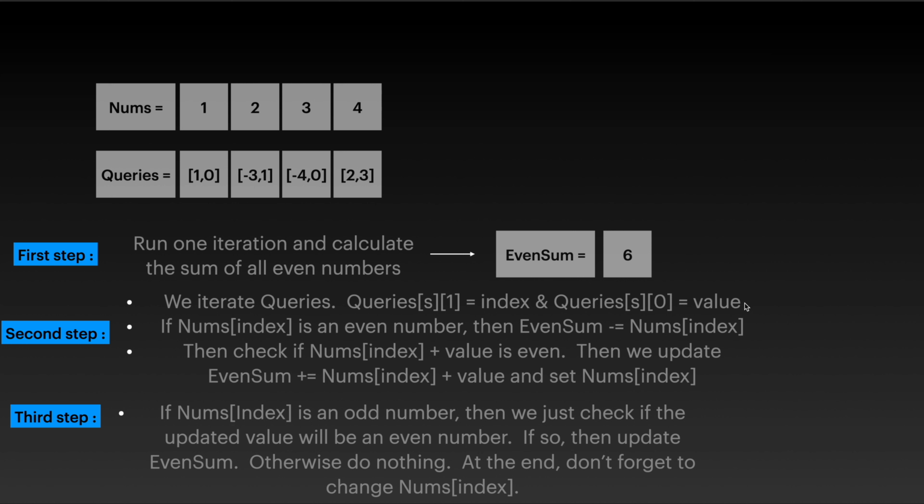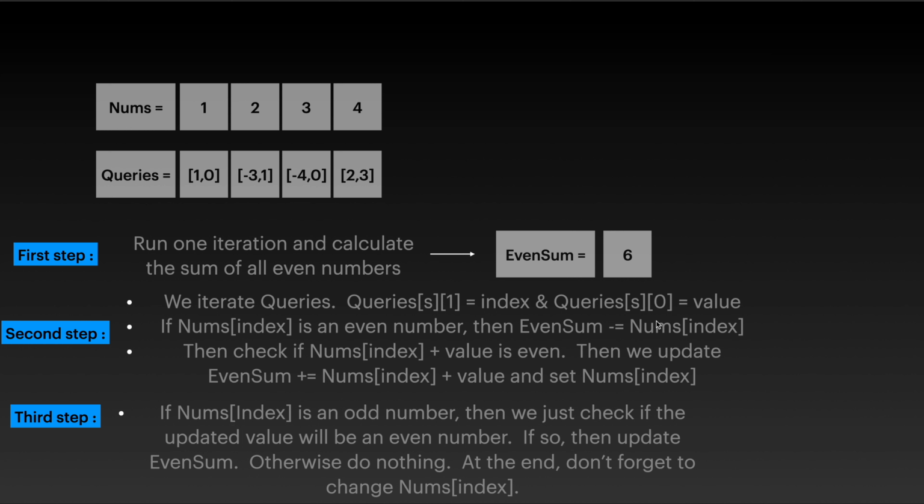So that's the idea. To avoid confusion, I just have two additional variables, index and value, and then we have to check two things: either nums of index is an even number or it is an odd number. If it is an even number, then we have to subtract even sum by nums of index, because this is already an even number, right? And then when we update, we can either have an odd number or an even number. If it is an odd number, then we don't have to do anything.